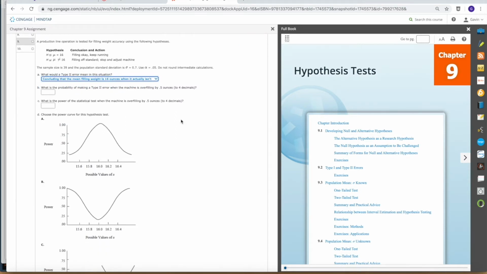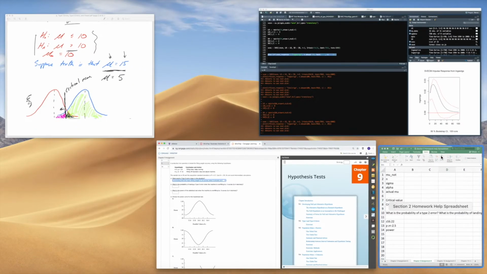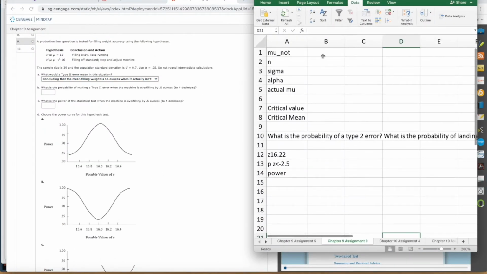So what is the probability of making a type 2 error when the machine is overfilling by 0.5 ounces? So that's saying, so our mu naught from the hypothesis test is 16. That's just the number that divides the null and alternative hypothesis. N is going to be 39. Sigma they give us as 0.7.